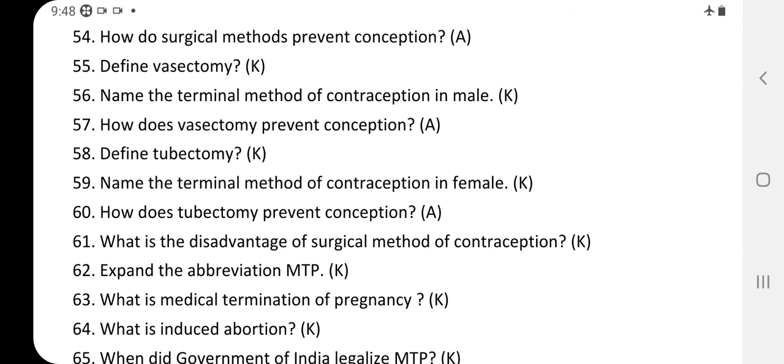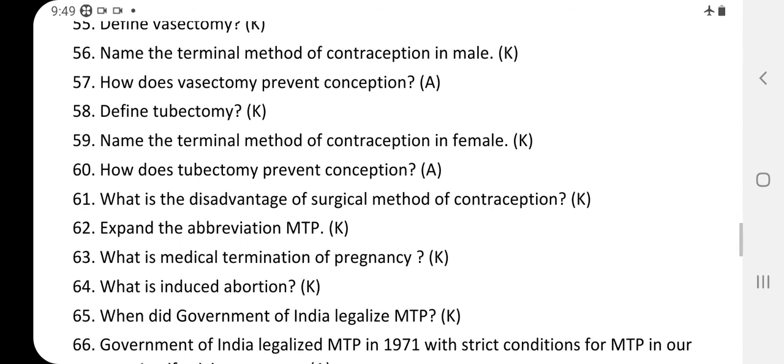Next question. What is the disadvantage of surgical methods of contraception? The disadvantage of surgical methods of contraception is their reversibility, where in the case of surgical methods the reversibility is very poor.